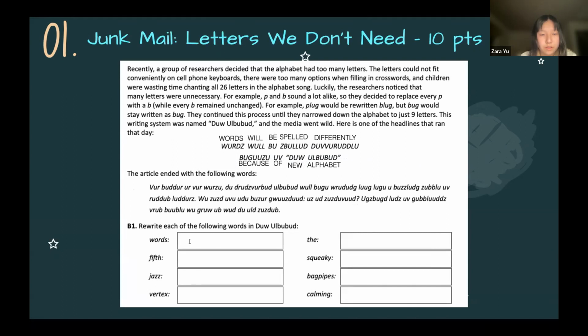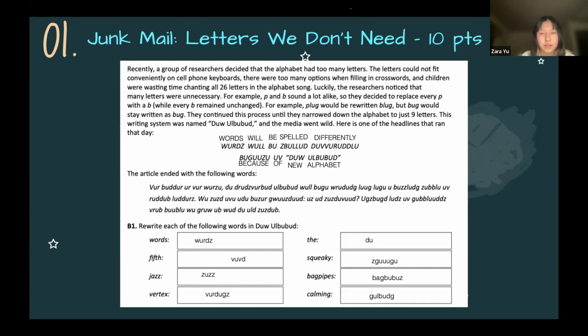So here, we can start with words, which we can get from above. The is du. Fifth is like that. Squeaky is like that. I think I'm missing a letter. Jazz is that. Bagpipes is that. Vertex is that. And then calming is like that. So in order to do this part of the question, you have to make a chart translation. So that would be your first step.